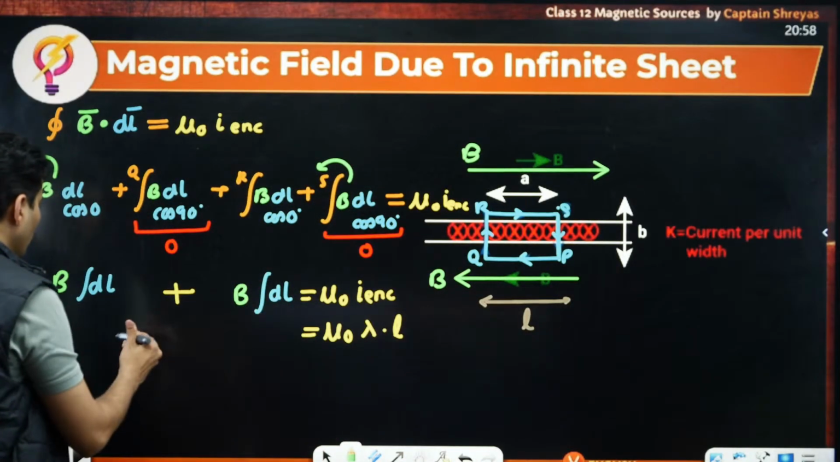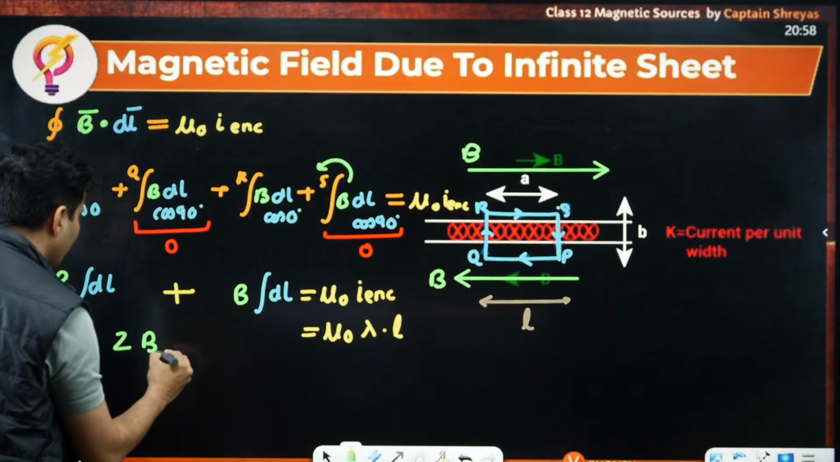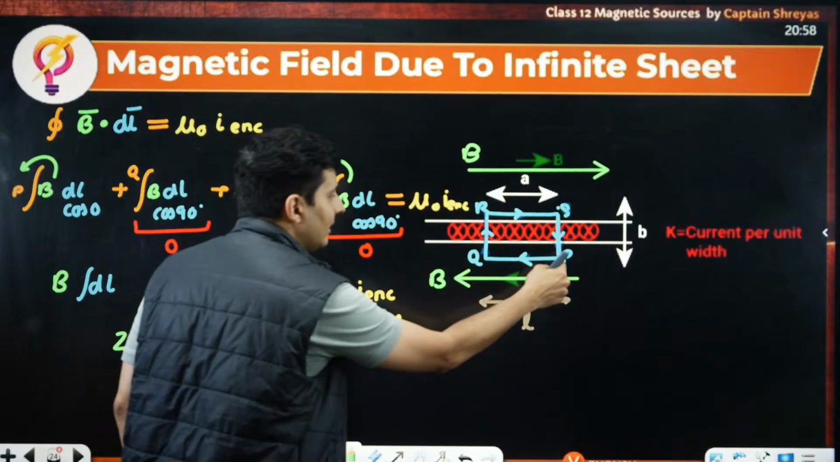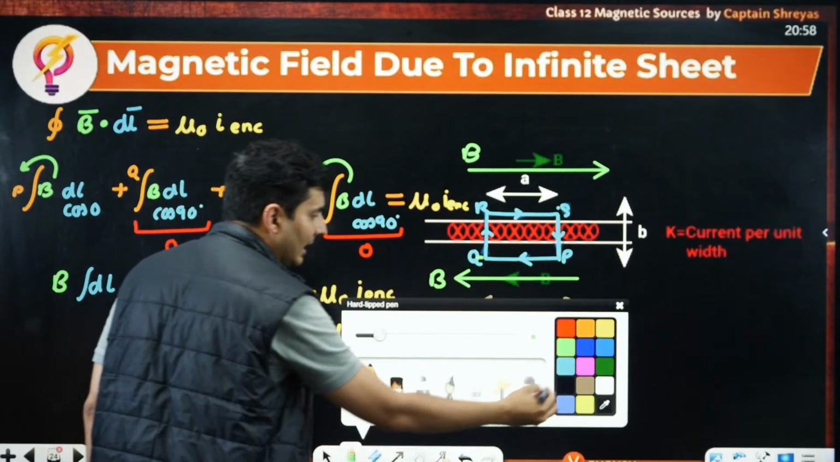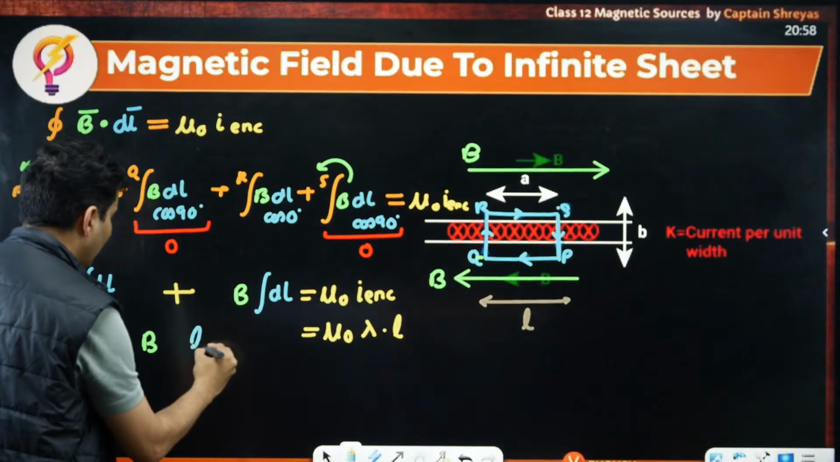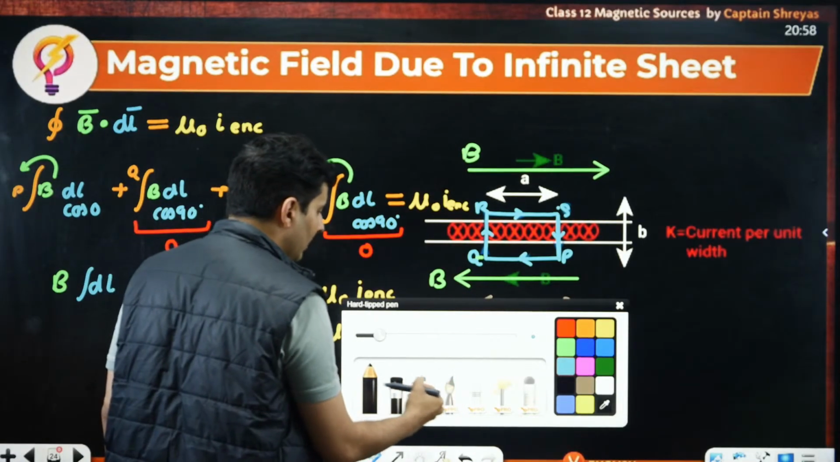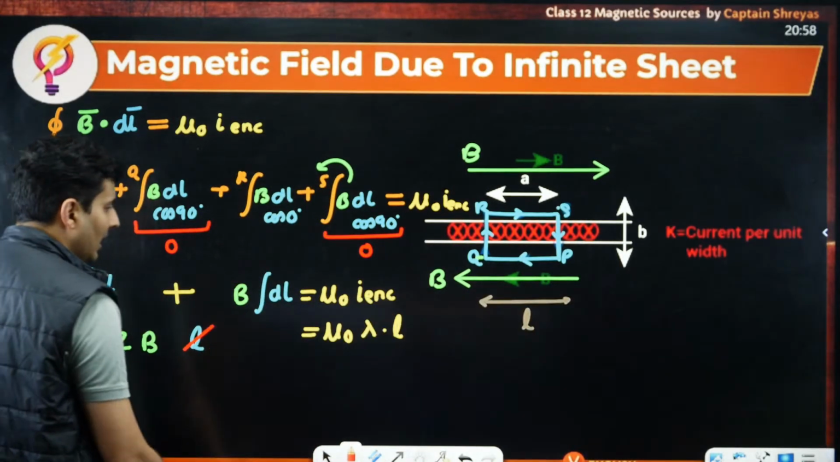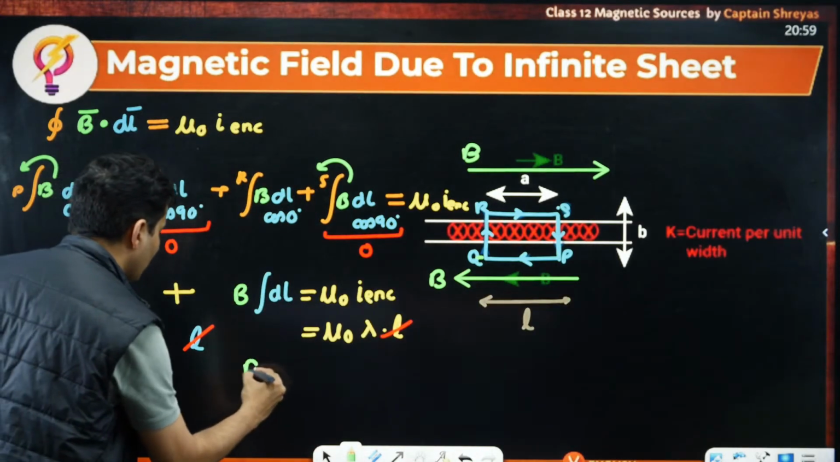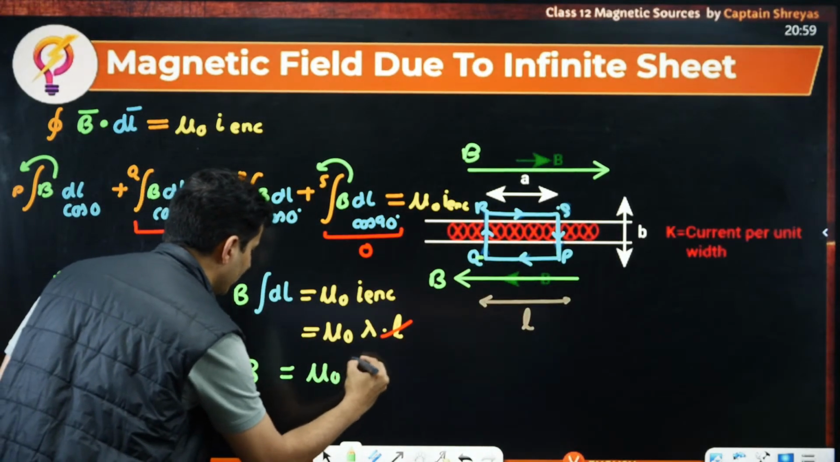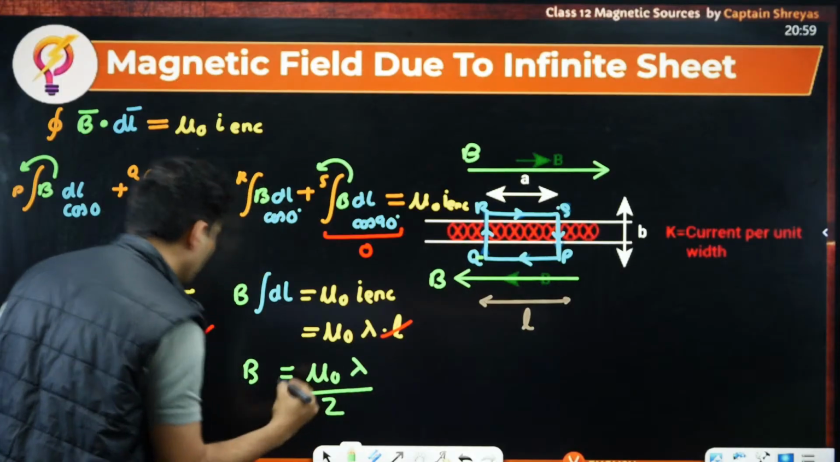By the way, this has come 2 times, so I'll put 2 over here, B. Integral of dl, not the entire thing, from here to here is basically the length L itself. So I'll just put L, but as you can clearly see over here, this length and this length got cancelled, and I'm just left with the magnetic field being mu naught lambda by 2.